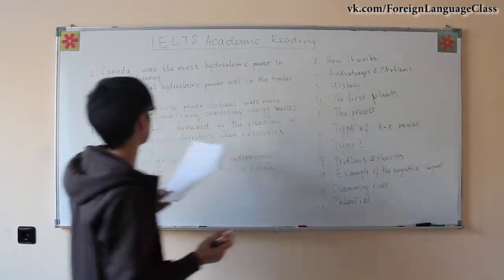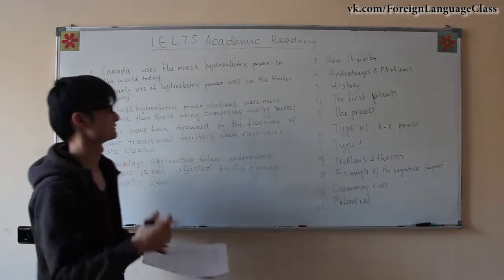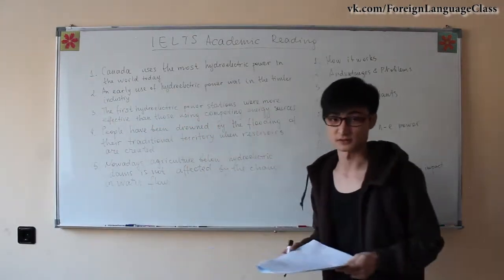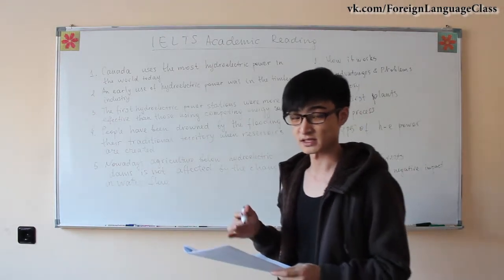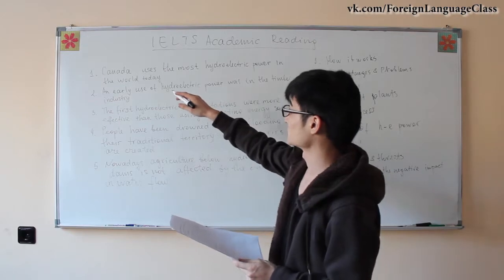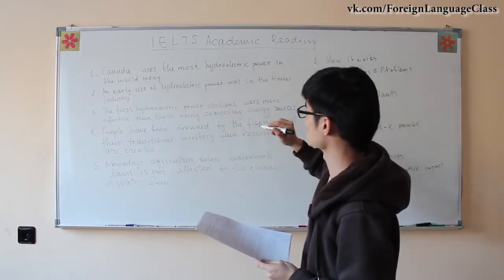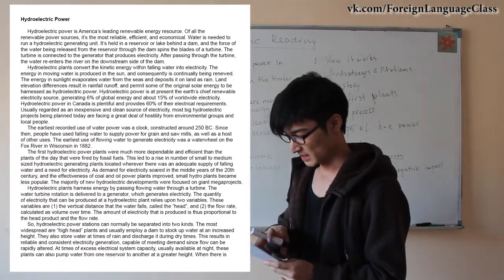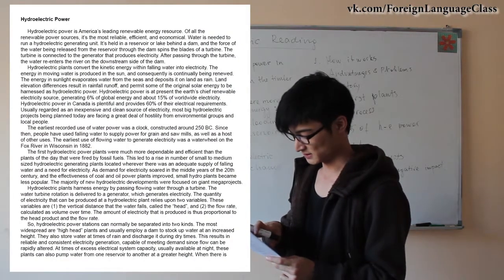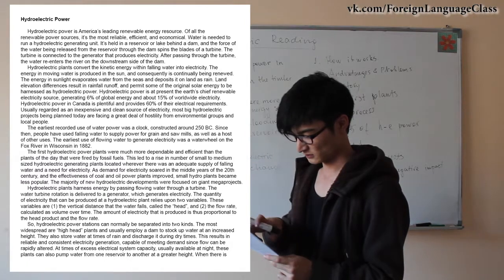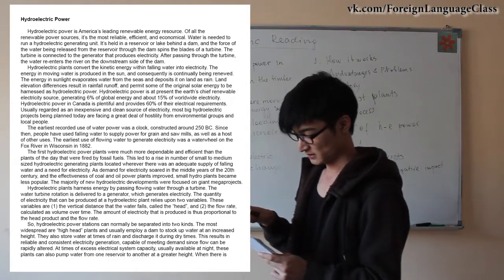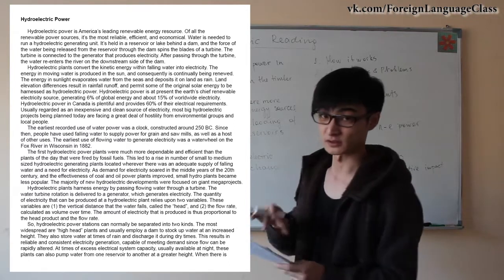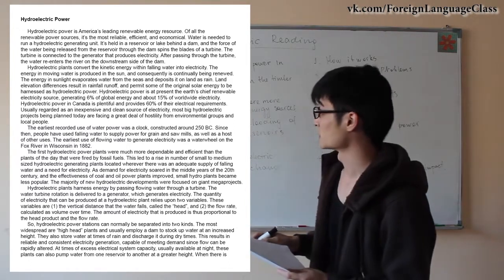It doesn't say anything about the rank of Canada in the list of hydroelectric power users. Let's look if the text tells us anything about a particular country which uses the most hydroelectric power in the world today. We have 6% and 15%, but here in this paragraph we have no information, we have no country that, according to the text, uses the most hydroelectric power in the world today.